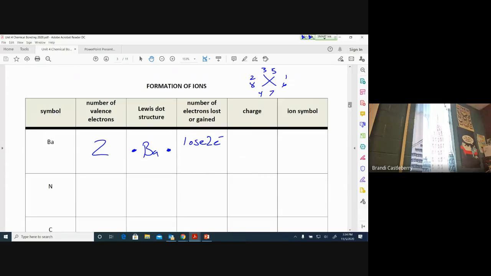If I lose 2 electrons, I'm losing 2 negative things. So it's becoming positive by how many? 2. How to write the symbol is you just put Ba and +2 at the top. It always goes at the top. It's not off to the side, it's at the top.